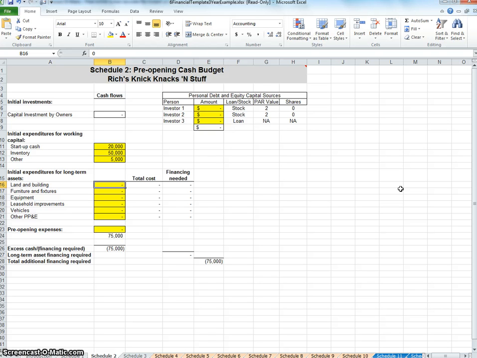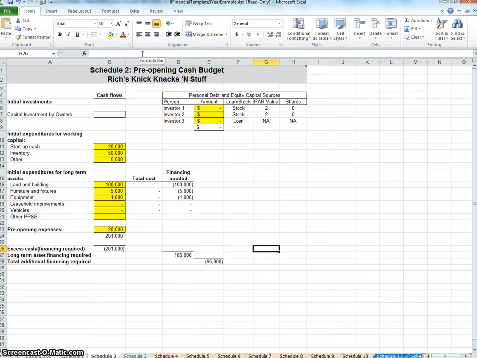So for land and building, we'll say 100,000. Furniture, oops, forgot my decimals there. Furniture and fixtures, 5,000. Equipment, 1,000. And I think that'll do it. Pre-opening expenses, this might be legal consultations and things like that. I'm just going to say 20,000. Not exactly sure. So you'll notice as of right now, this says excess cash, financing required.